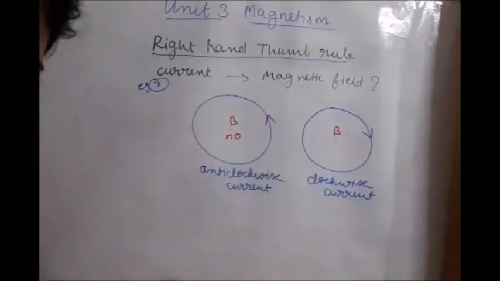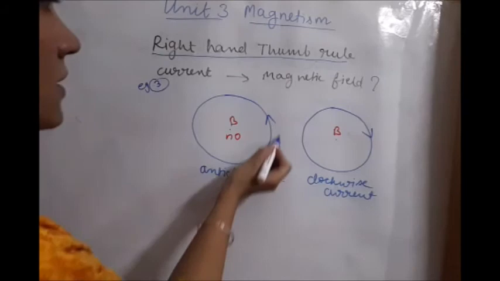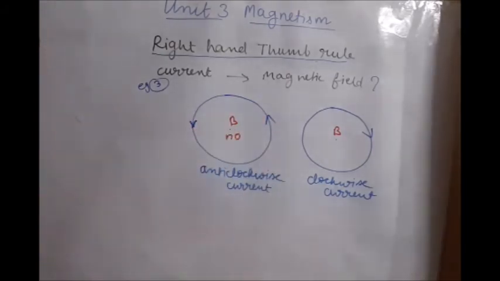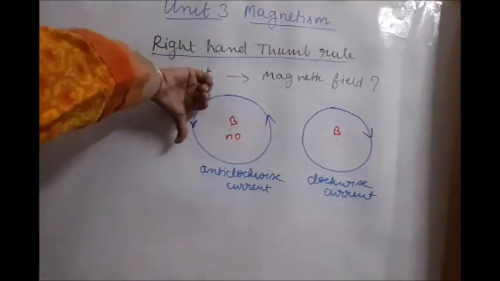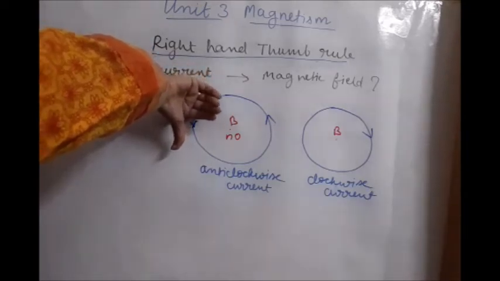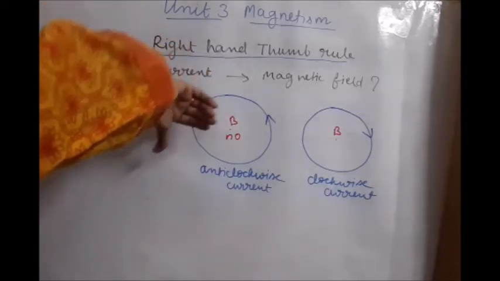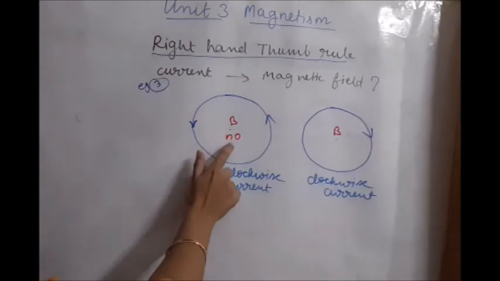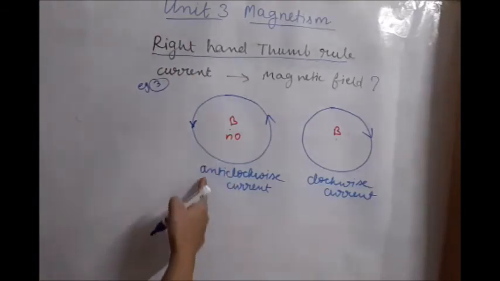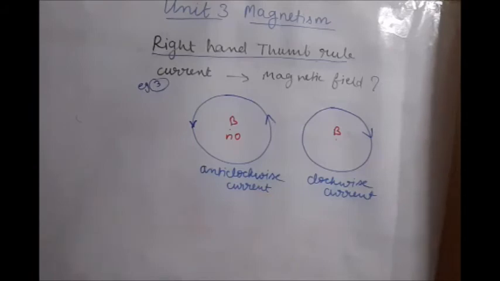We can continue the path of the current. The current went here, and here it went down, downward. Here also we can turn the hand so that the thumb is pointing down. Now also you see that the fingers are coming out. So at the center the magnetic field is normally out for anti-clockwise current.